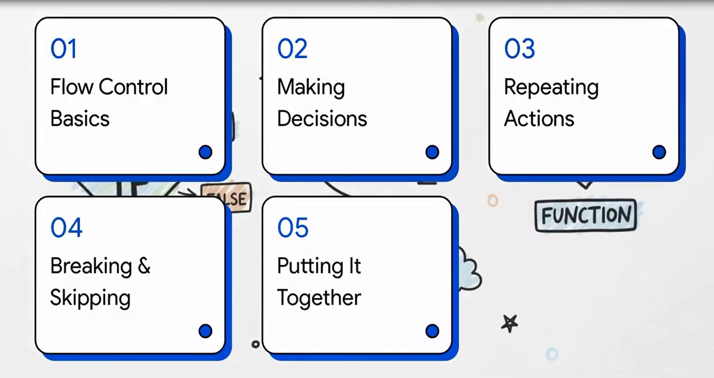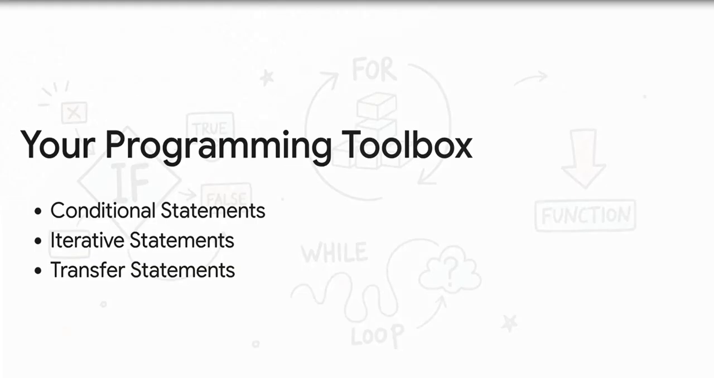All right, so here's our game plan for today. We'll start by talking about the tools that let your code make decisions. Then we'll get into repeating actions using loops. After that, we'll see how we can get really precise control over those loops. And finally, we'll put it all together and build something that looks pretty complex, but you'll see it's actually made from these simple parts.